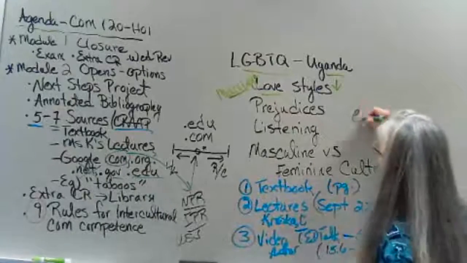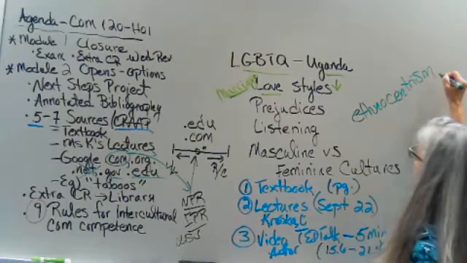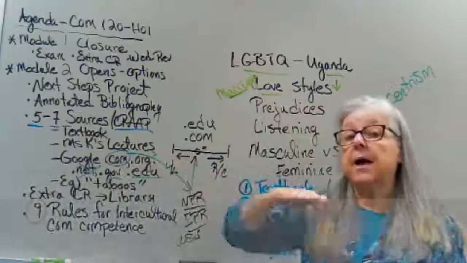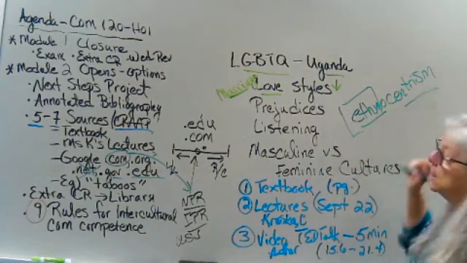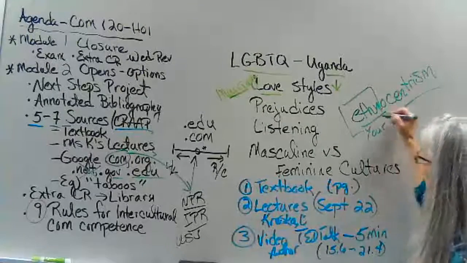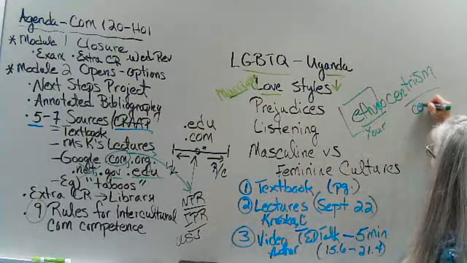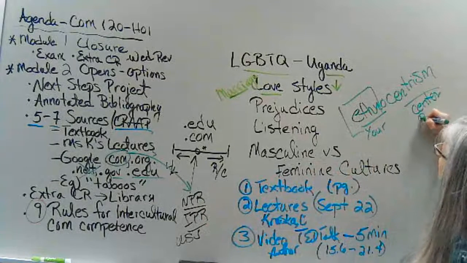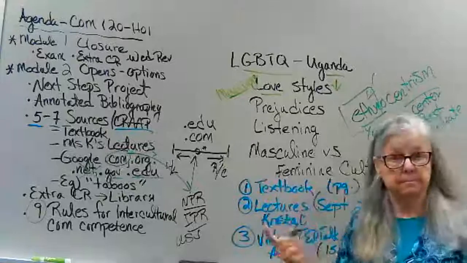Ethnocentrism. Remember I talked about that when we were looking at attitudes, values, and beliefs. Ethno means myself, your culture, is the centrism, or the best. And therefore, you evaluate everybody else based on your way of being, all right?